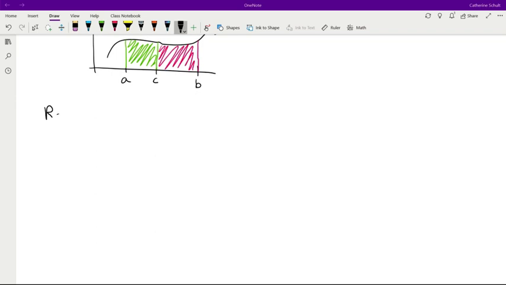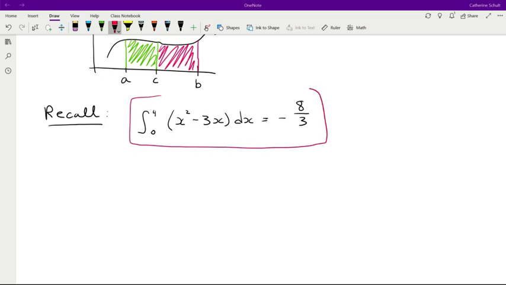Let's remember from earlier in this section that we discovered that the integral from 0 to 4 of x squared minus 3x dx is equal to negative 8 over 3. All right, so let's see how we can use that. I'm just going to put that in a thought bubble.